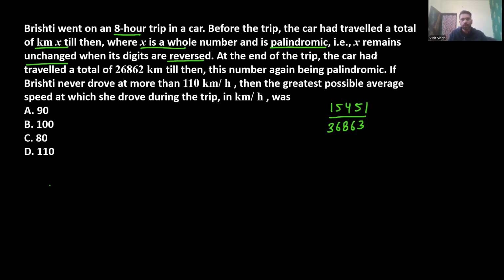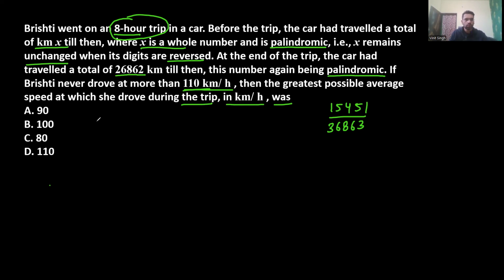At the end of the trip, the car had traveled a total of 26,862 kilometers. This number is again palindromic. Before the trip started, the number was palindromic. After the trip completed, the number remained palindromic. If Brisky never drove at more than 110 km per hour, the total time taken is 8 hours and the maximum speed is 110 km per hour. Then the greatest possible average speed at which she drove during the trip, in kilometers per hour, was?